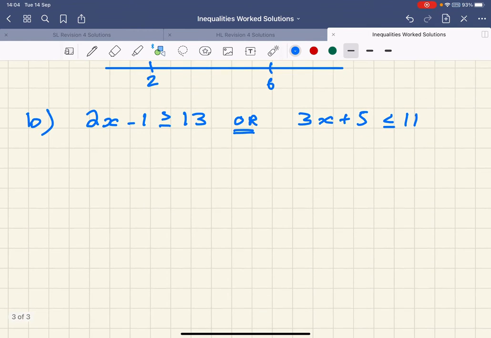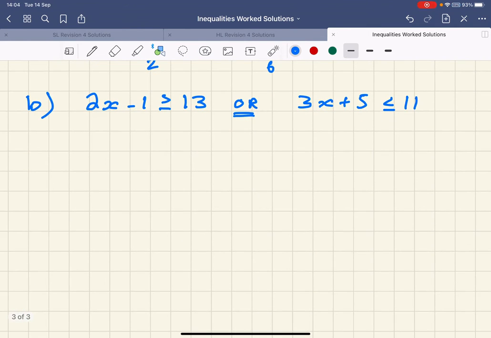Sometimes we see the or sign in between each of these. Now the or sign works in basically the same kind of thing. We're going to do this first inequality just like we normally did. So 2x is greater than 14, add 1 to both sides. We divide both sides by 2. So there's my first inequality. My second inequality is 3x is less than or equal to 6, so x is less than or equal to 2.